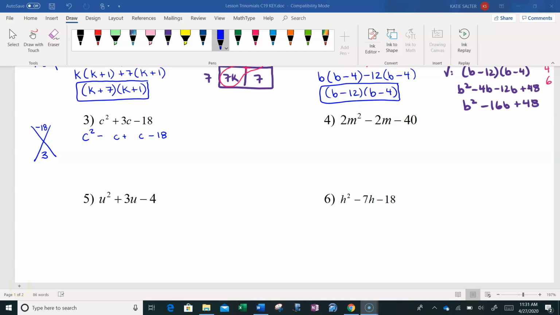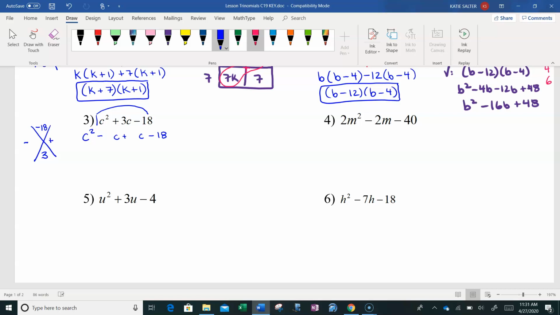Okay, so in this case, these also do not have a greatest common factor. The greatest number that goes into all three terms is 1. So the next step is, what two numbers multiply to -18? Because really there's a 1 in front of this. So when you say 1 times -18, the product's -18, but adds to +3. In this case, because they multiply to a negative, we know that one of our numbers has to be negative and one of our numbers has to be positive.